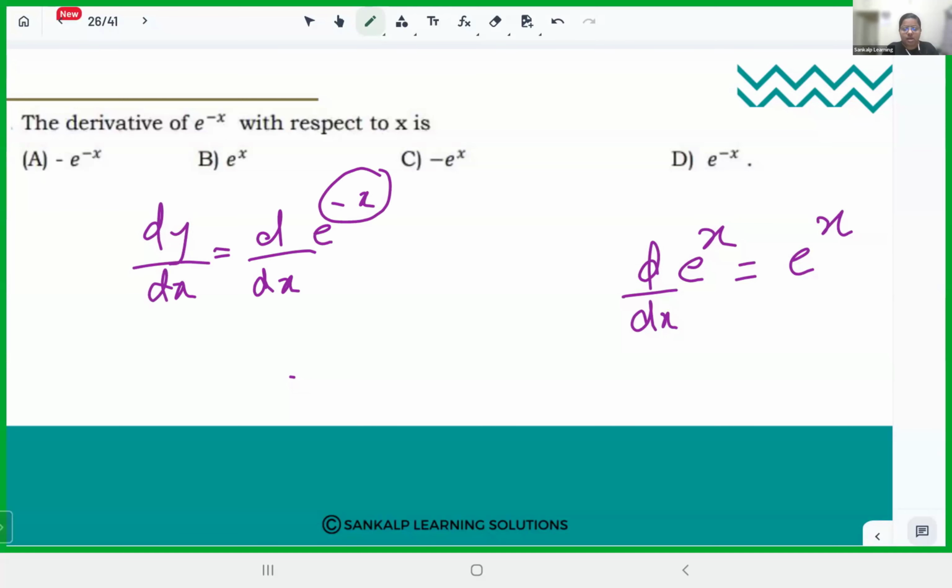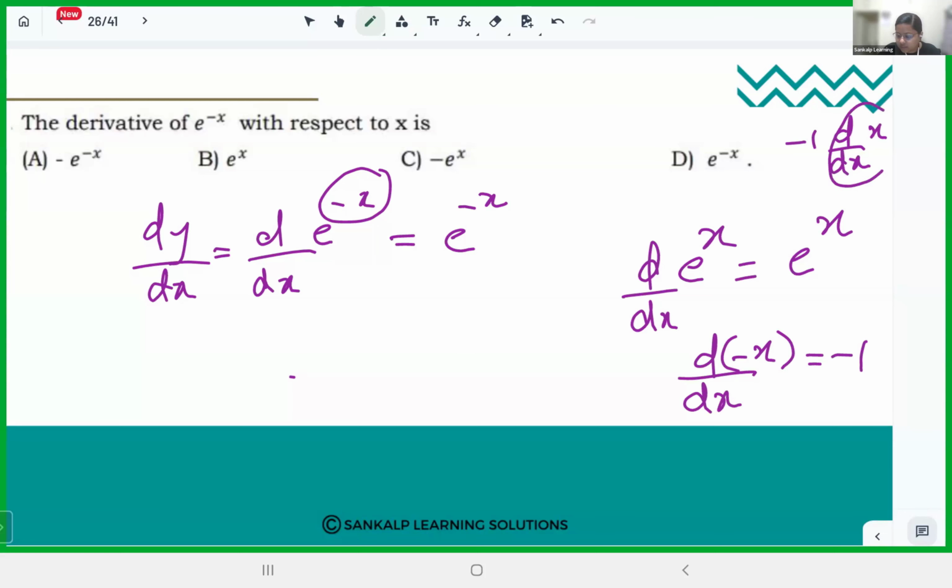So the base function is e raised to x, which means the derivative will become e raised to minus x, because in the place of x it is minus x. And then you should not stop here. You have to multiply the derivative of the function that you have assumed as x. So here I have assumed minus x as x, right? What is the derivative of minus x with respect to x? It is nothing but minus 1, because this can be written as minus 1 into d by dx of x, and we know the derivative of x is 1. So d by dx of minus x is nothing but minus 1.